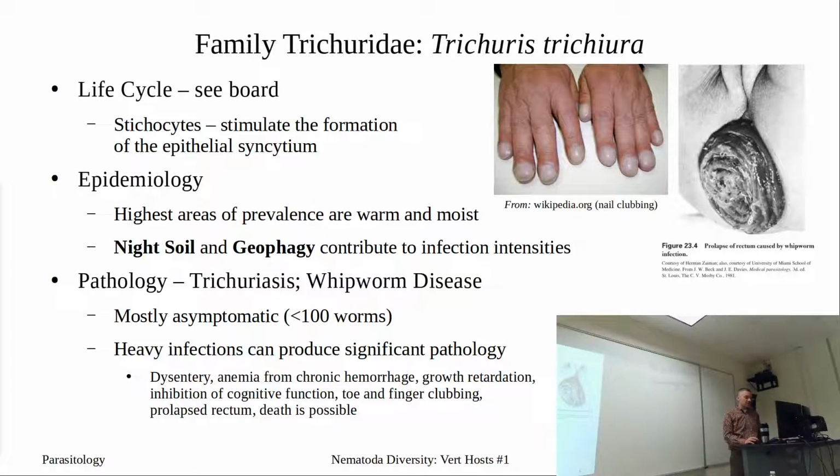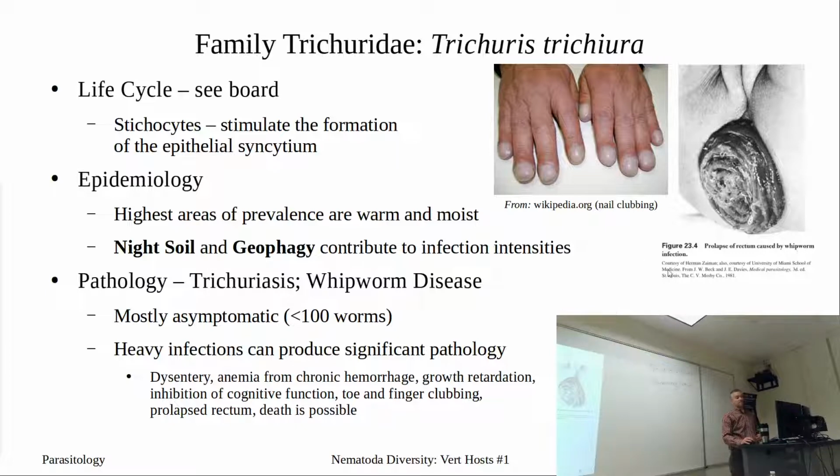Growth retardation and inhibition of cognitive function are both tied to loss of blood plasma and loss of iron. Then there's toe and finger clubbing, a roundness of the toes and fingers. You can ask, well, hold on, why is this happening? This is more of a systemic nature of the infection. Yeah, the infection is in the large intestine, but it's having such an effect on the body that you can start developing this clubbing. Now, if you get rid of the worm, this goes away. This is a temporary case. Same thing with the anemia and the dysentery.